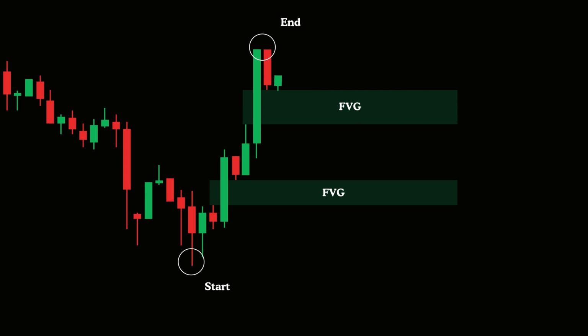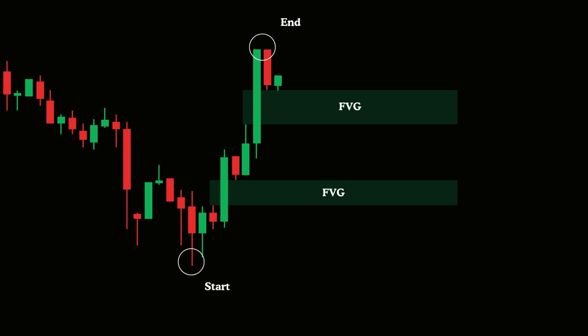For instance, in this setup, the most recent impulsive move started from this point and extended up to this level. Within this leg, we can identify two fair value gaps. The market often retraces to these zones to balance price inefficiencies, and once it does, these areas generally act as support, helping push price further upward.